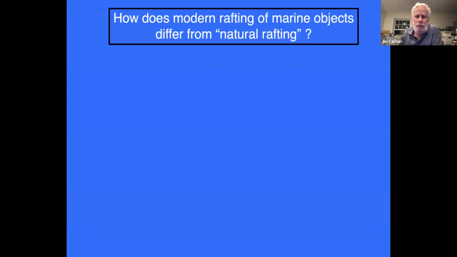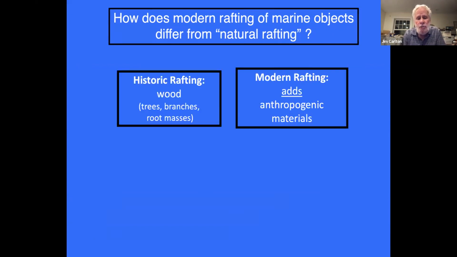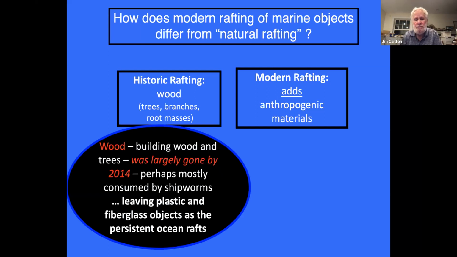The question that came up early on and over the past 10 years is, how does this anthropogenic rafting, how does plastic rafting differ from what we know as natural rafting for millions of years? And natural rafting, historic rafting, would be trees and branches and root masses, seaweeds, coconuts, which would be out there. Modern rafting adds that anthropogenic material.